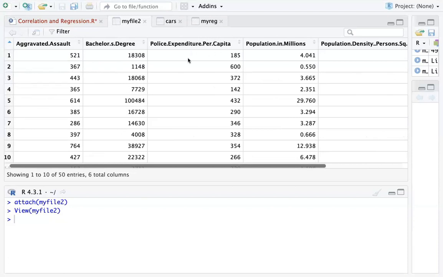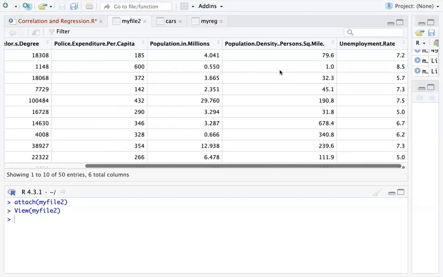Then police expenditure per capita, that is another independent variable, because crime rate also depends on to what extent police have resources. Population in millions is another independent variable. And then population density, that's persons per square mile, that is another independent variable that will determine how much crime happens. And the last thing is unemployment rate, which is perhaps the most important variable.